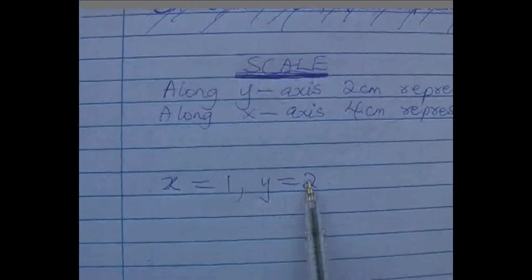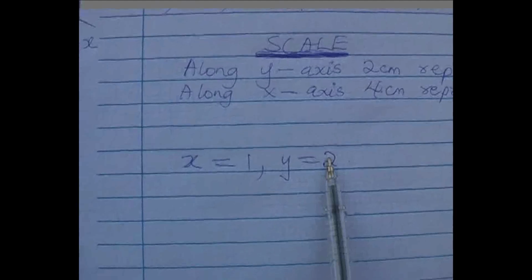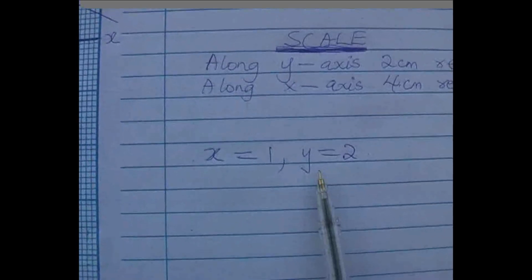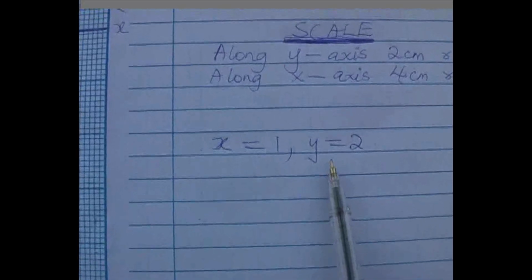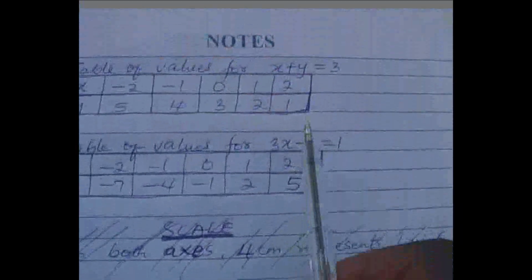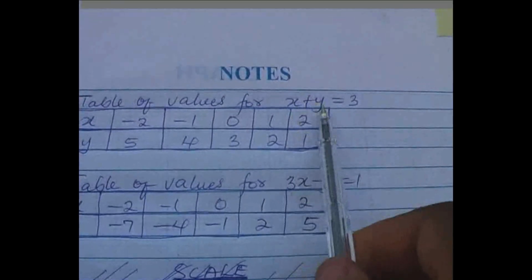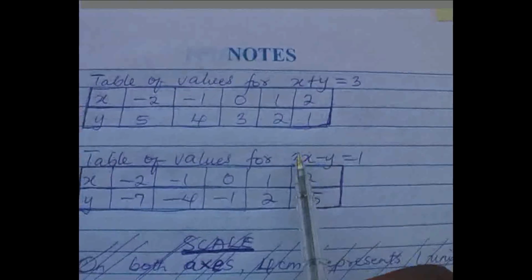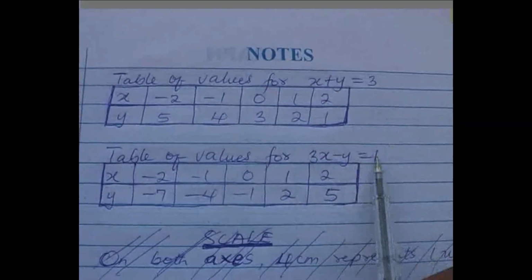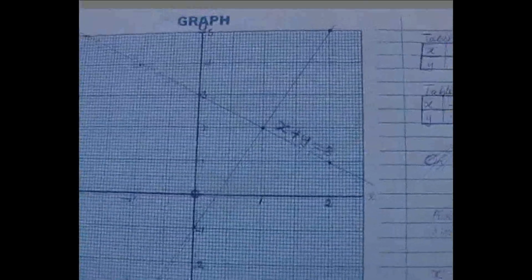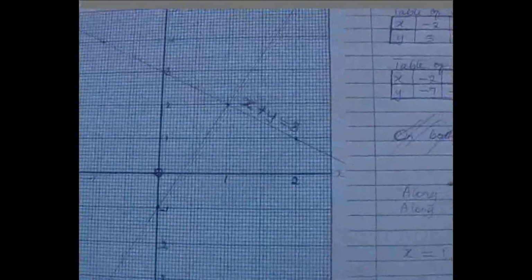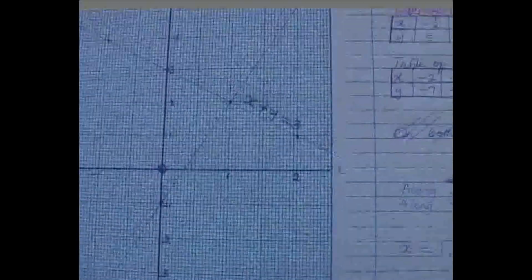That is exactly the values we got for x and y when we used the substitution method and the elimination method to solve these equations, x plus y is equal to 3, and 3x minus y is equal to 1. This shows you that no matter the method you use, either the substitution, elimination, or graphical method in solving your simultaneous equation, you will get the same answer.